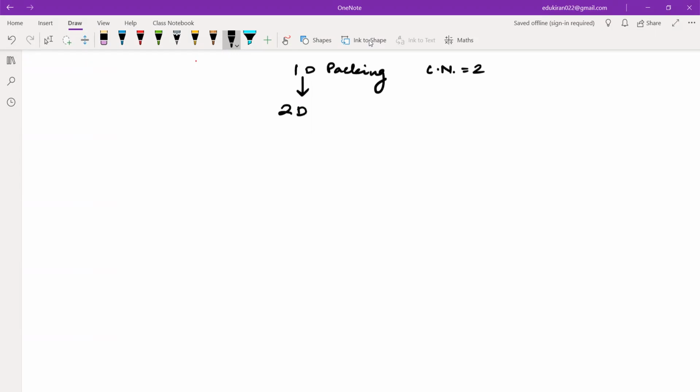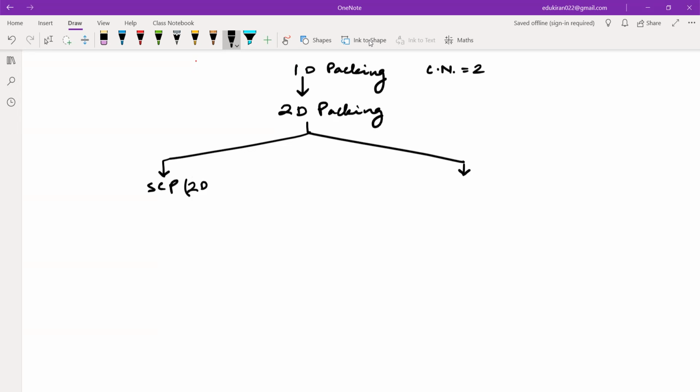Then we went to 2D packing. When we went from 1D packing to 2D packing, how many cases were there? 2 cases. What are those 2 cases? AA type and AB type. I will also write them as square close packing in 2D, and hexagonal close packing in 2D. Right? Yes or no? Yes.